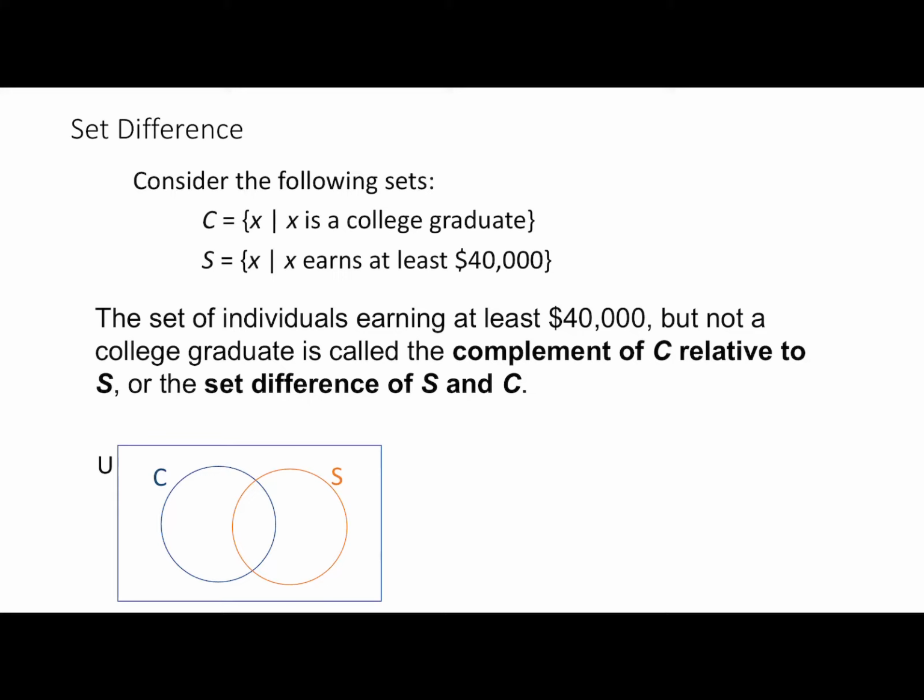We also call this the set difference of S and C. So here is my Venn diagram, and this yellow shaded region is my set difference. Now we're going to write this with a subtraction sign, but I want you to be careful not to say minus. We subtract numbers, not sets, okay? So this is the complement of C relative to S.